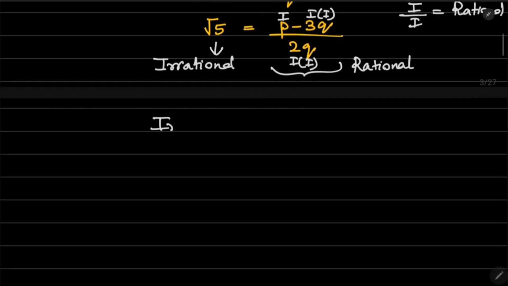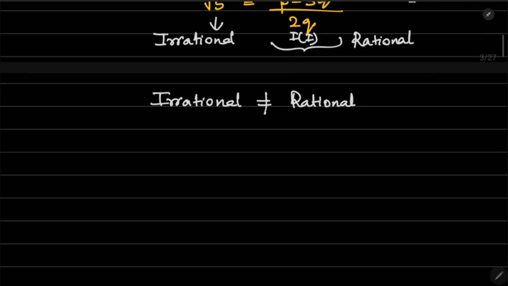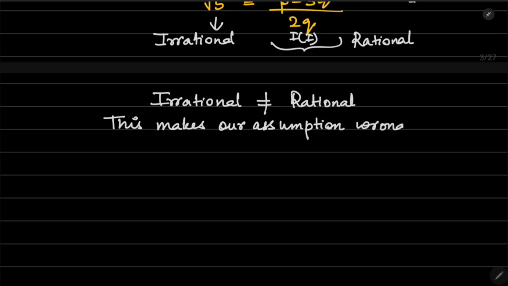So you will write here: irrational cannot be equal to rational, which means our assumption is wrong. This makes our assumption wrong. Therefore, 3 plus 2 root 5 is irrational. So this is how you prove it.